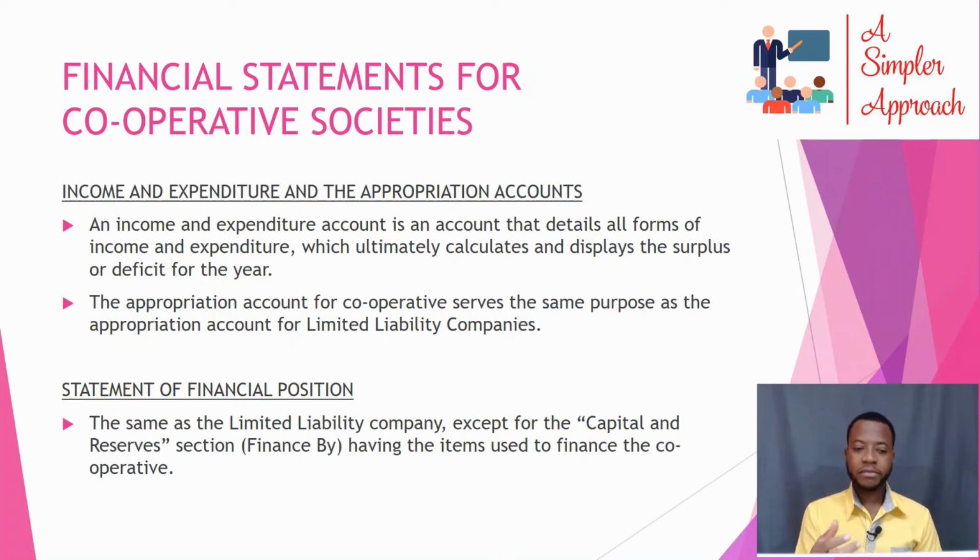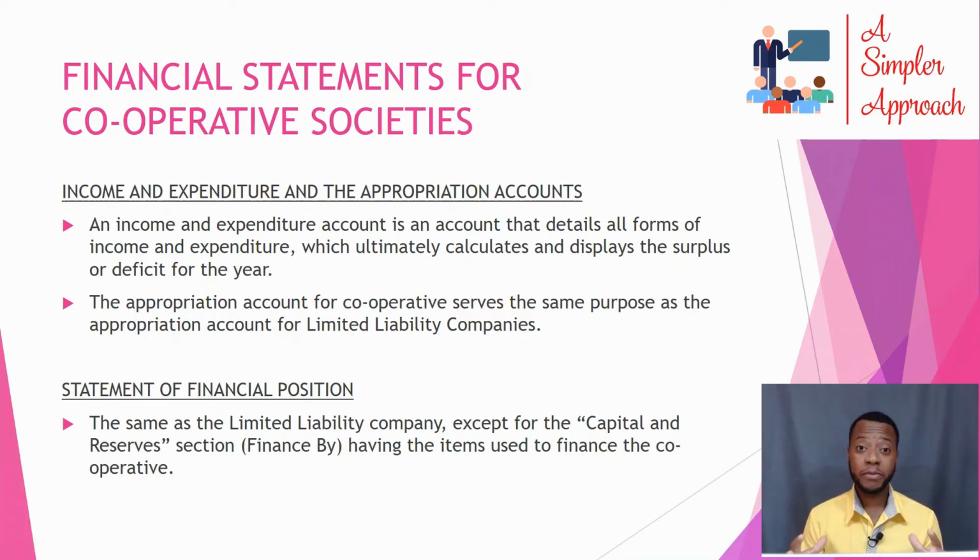Okay? The other financial statement that is necessary is the statement of financial position. Now, luckily, the statement of financial position, as you know it, especially where limited liability companies are concerned, remains the same. The only difference is that the financed-by section outlines all the items that finance the cooperative society. You may not see them in terms of the exact name as limited liability companies, but they will serve the same purpose as the items that finance the cooperative society. All right?